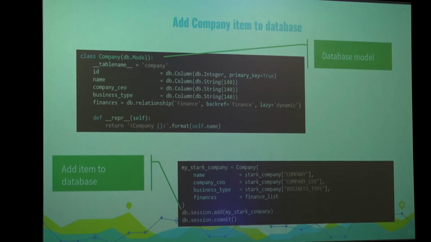So now how do we create an instance of a company? So my company equals an instance of the company model that we just created there, and we can populate it there. So from our Python dictionary of our data, Stark company, the company name, the company CEO's name and the business type. And then finances, then we give it the list of finances. So we don't need to add each finance item one by one. And what we've done there is we've created one instance of the company object, a very specific instance, so our Stark Industries company. And we've added a full list of finances to that, so we can have as many as we wanted. We add that to our database and then we commit it.